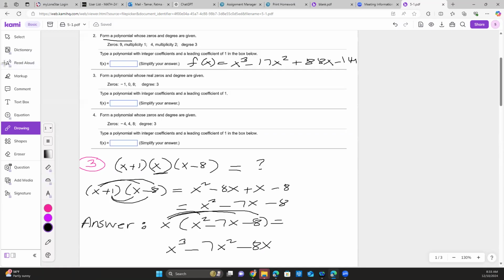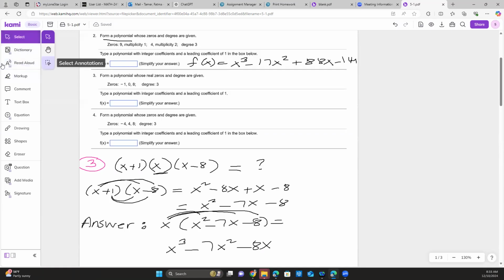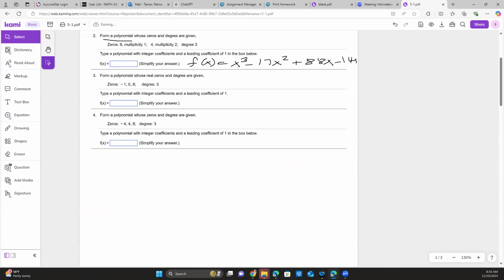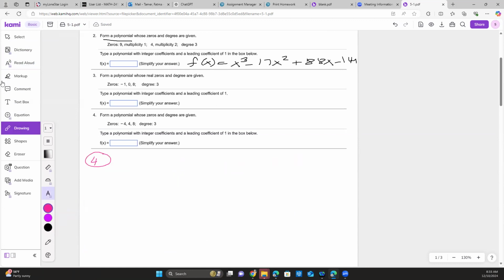Now we want to do number 4 here. So I can just erase what I did here to open space for myself. And then here, for number 4, again, it's the same type of question. I have just different zeros to work with this time, and the degree is 3. I got the hang of this after probably the second example, but let's just do this again.